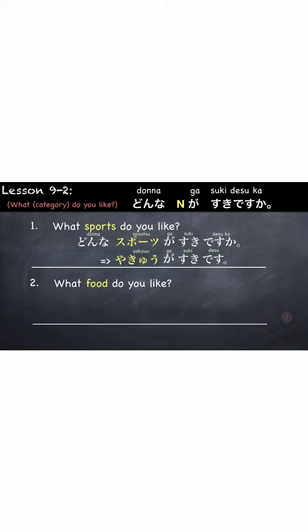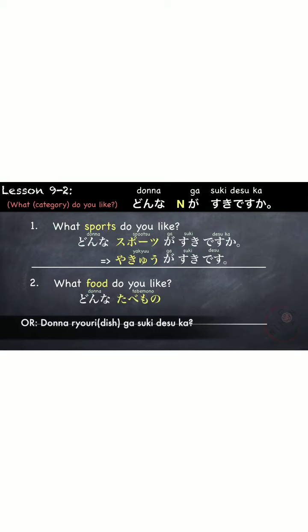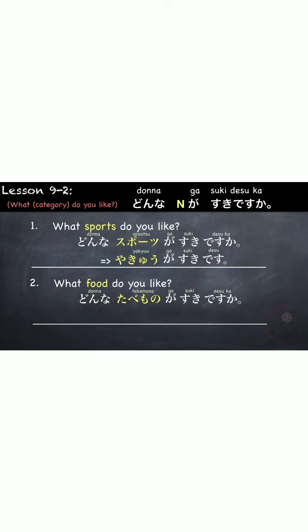So, it could be Italian food or Japanese food or Western food and so on. So we say, どんな food is 食べ物. どんな食べ物が好きですか? For example, I like Italian food. イタリアン料理 or イタリア料理が好きです.